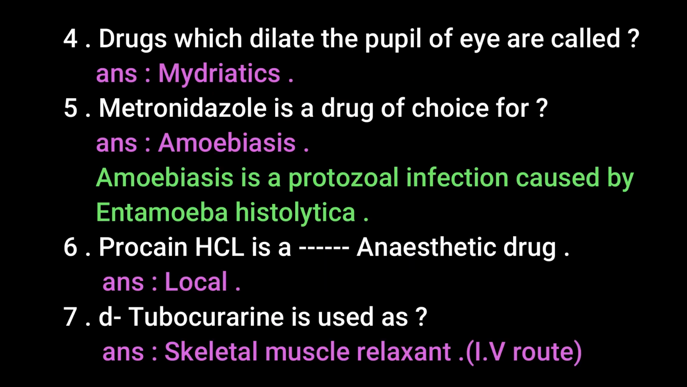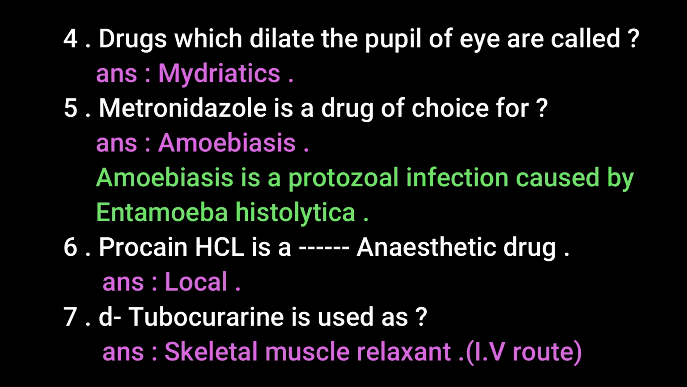Next question, drugs which dilate the pupil of the eye are called Diuretics. They are commonly used during eye examination and surgeries. Fifth question, metronidazole is a drug of choice for amoebiasis. Procaine HCl is a local anesthetic drug.